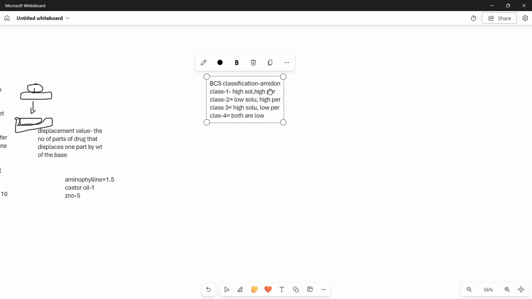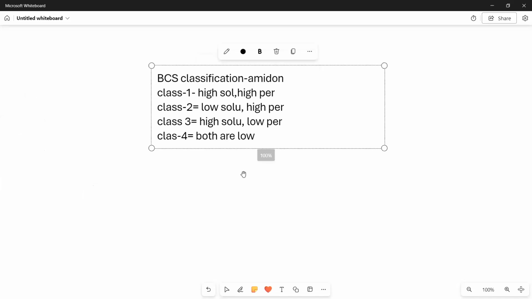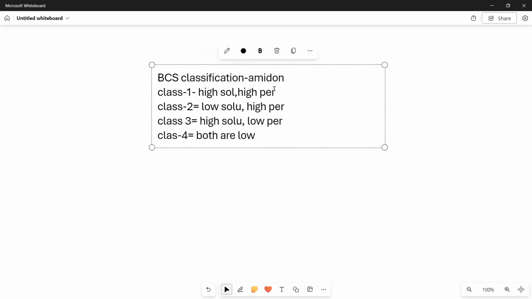So whenever these drugs are administered via the GI tract, there is something known as the rate determining step, or the slowest step. So for the BCS class 1 drugs, what would be the rate limiting step? Answer me, guys. It would be gastric emptying.